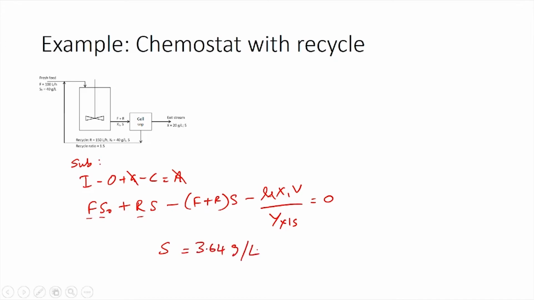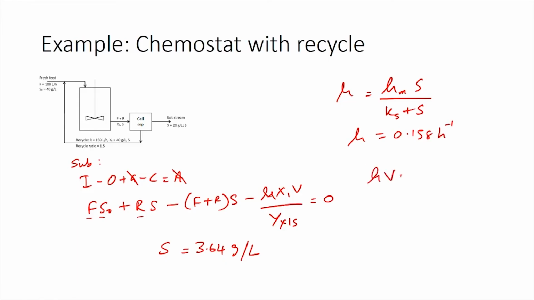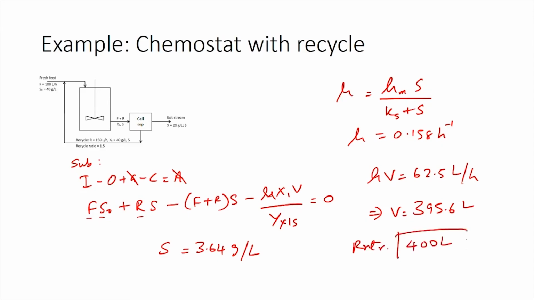3.64 grams per liter. Now that we have the value for S, we can substitute it back to the Monod's model, where it is mu equals mu max S divided by Ks plus S. So, knowing the value for mu max and Ks, we can calculate mu as 0.158 hour inverse. So, we know mu V equals 62.5 liters per hour. So, this implies V would be 395.6 liters. So, the reactor which would be used, which would have to be purchased, would be 400 liters.